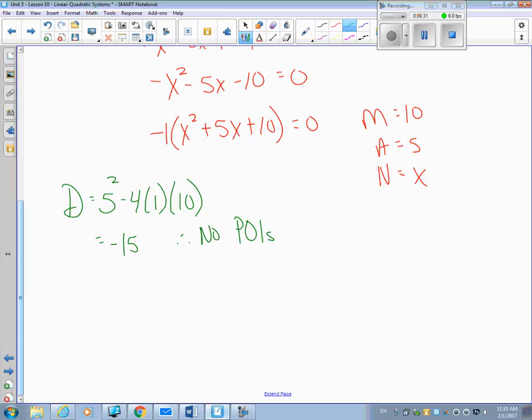So obviously there's no POIs. Now if it turned out that I had a positive there, well, that's my number underneath the root sign. So it's a useful tool anyways, because I'm going to use it for doing my quadratic formula. But even better, it tells me I can't solve this equation.